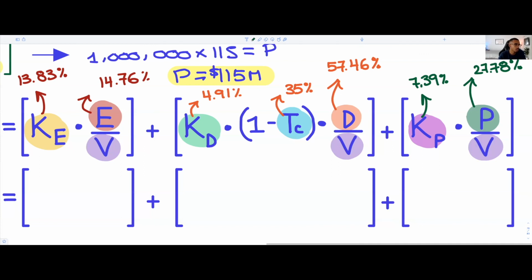So we're going to have here 13.83% multiplied by 14.76%, sorry. And we're going to get 0.041308. So I'm going to go ahead and write that.